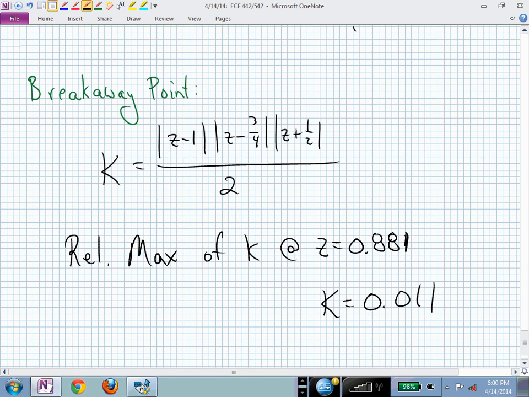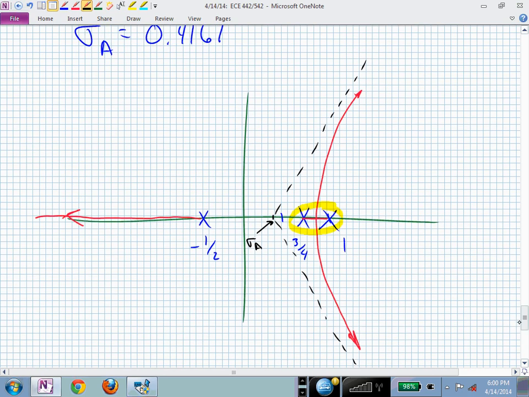Questions on that? Now, if you were thinking about this, and I ask you, find the range of K for stability, do you know how you might approach that problem?